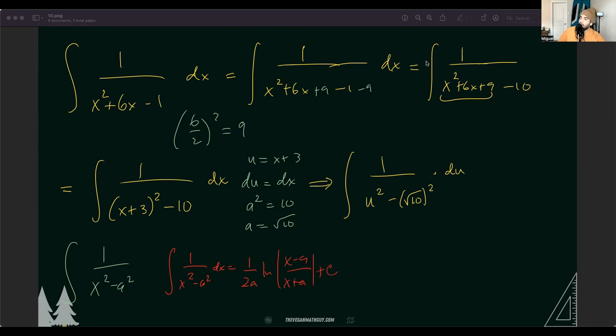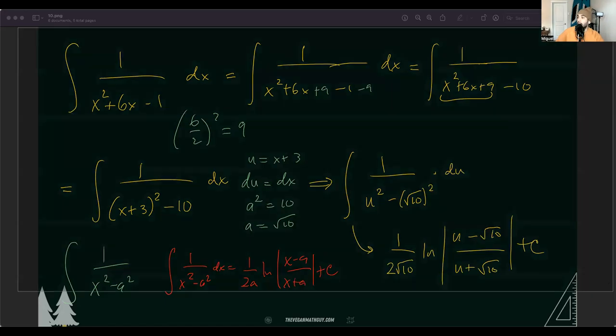Okay. Well, in this case, instead of x, we're going to put u, and instead of a, we're going to put root 10. So now this is going to become 1 over 2 root 10 natural log of u minus root 10 over u plus root 10, plus c. But we're not done yet.